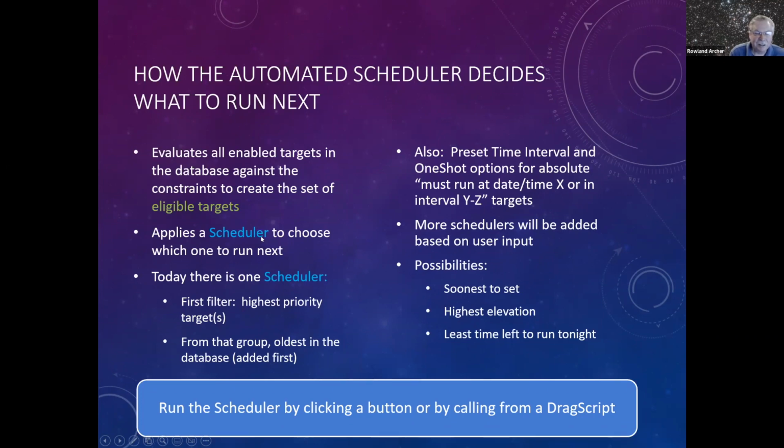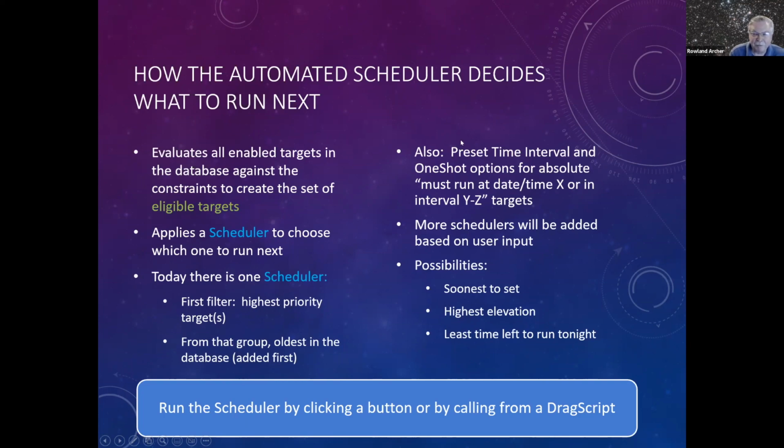Then it uses a scheduler algorithm to choose among the eligible targets which to run next. Today, there's one scheduler, and it has really two filters. One is priority, so you can set from six different levels of priority for your target. And then from that group, it picks the oldest in the database first because it says, okay, that's the one that's been hanging around the database the longest, so we'll try to get that one done.